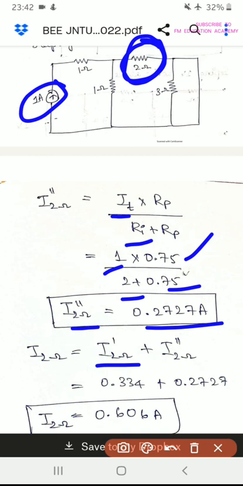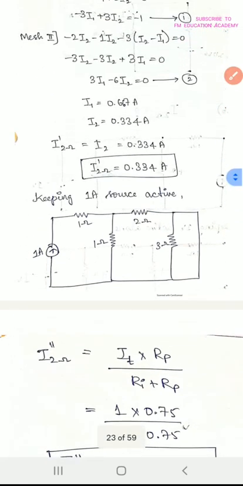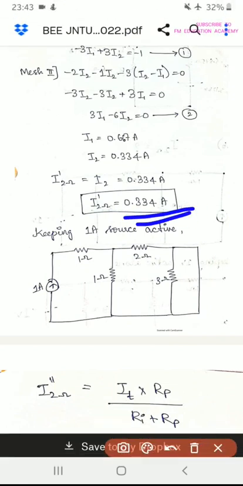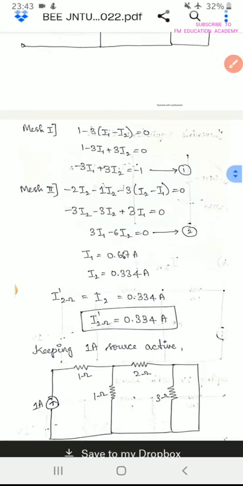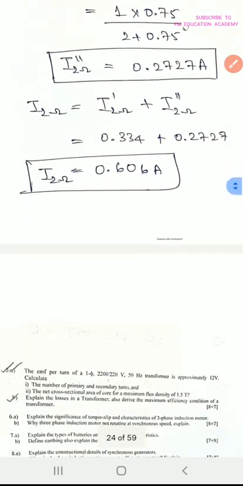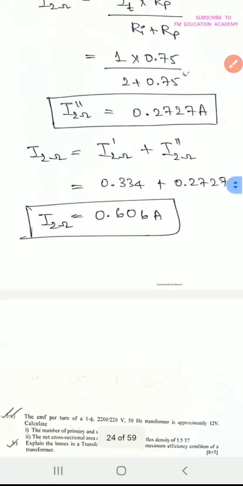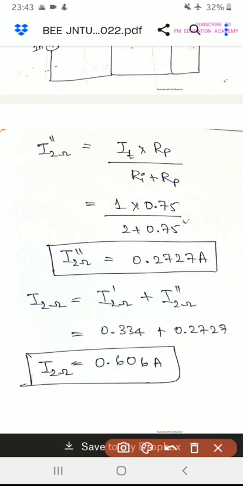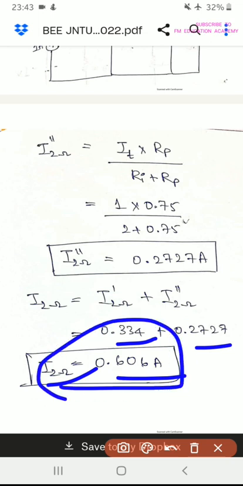So what did we get as the current flowing through 2 ohm? When we kept the other source active, we got the current flowing through 2 ohm as 0.334 amperes. Now we add both the currents. The current obtained will be equal to the sum of the currents flowing due to the individual sources. So 0.334 plus 0.2727, if you add, you get 0.607 amperes. So that is my answer.